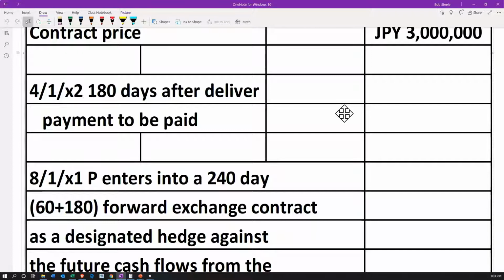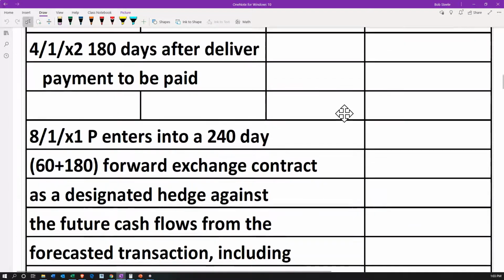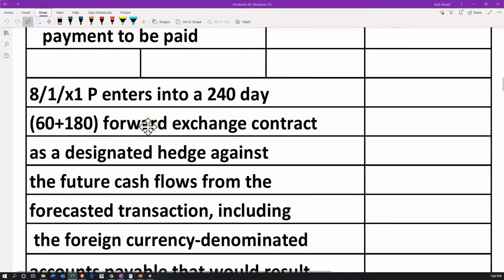So we're going to make the payment of the accounts payable. We're going to make the payment in yen, so we're going to need yen to do that. 8/1/X1, now we're going to be talking about the other component, that being the forward exchange contract.